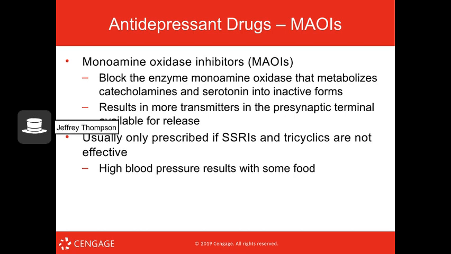Then we have MAOIs, or monoamine oxidase inhibitors. Remember, monoamine oxidase is going to break down serotonin. It also breaks down catecholamines into an inactive form. So if MAO is doing its job, then you're going to have less of that available. But by blocking it, we're able to release more neurotransmitters into the synapse.